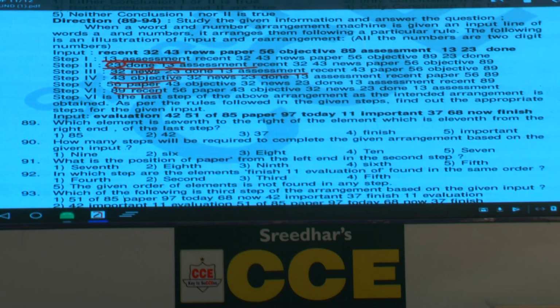First the number followed by the word, then they will be shifted to the left hand side. Clear now? Now this is about question numbers 89 to 94. All these questions are based on the same logic and the same pattern followed in the given example. Then question number 95.